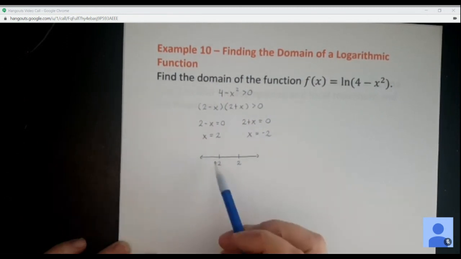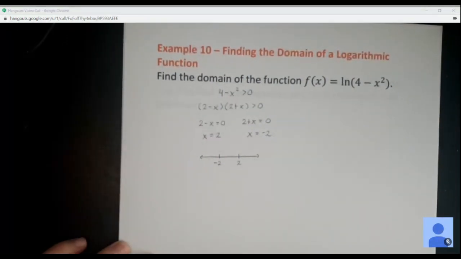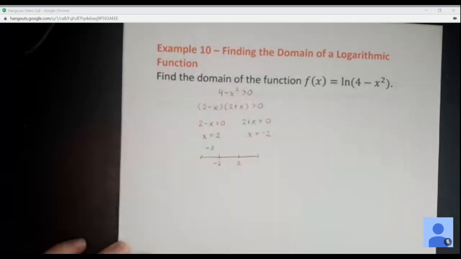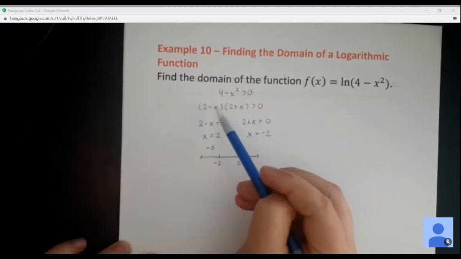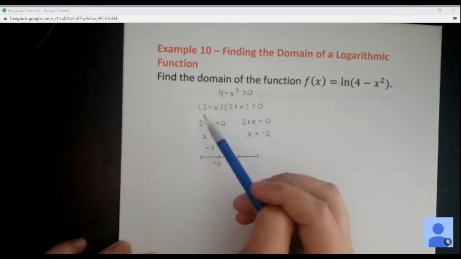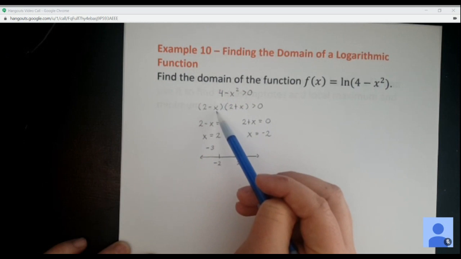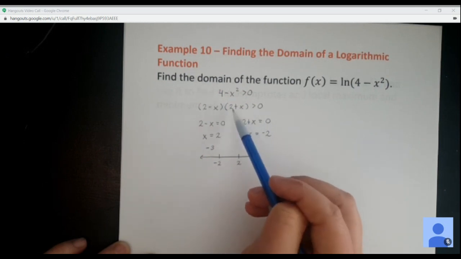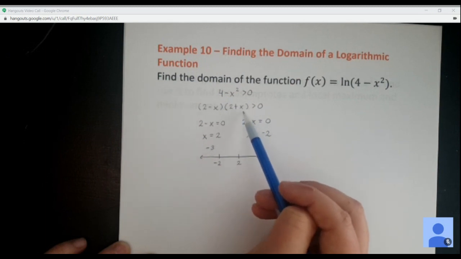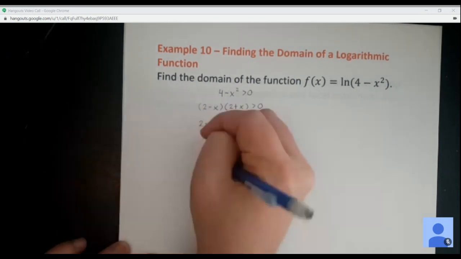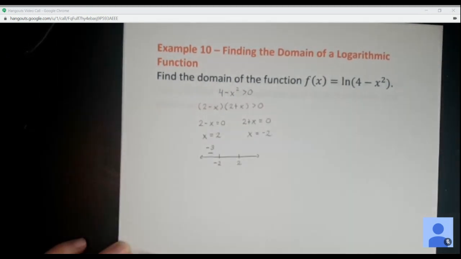Now, what's a value that we could choose down here to the left of negative 2? Negative 3 works. Now, if I plug in negative 3, I'm just going to plug it into this factored form right here to see if it's positive or negative. Well, 2 minus a negative 3, this factor is going to be what? Positive or negative? Positive. Good. 2 plus negative 3 is going to give us what? A negative. What's a positive times a negative? Negative. So everything in this interval down here now should be negative.